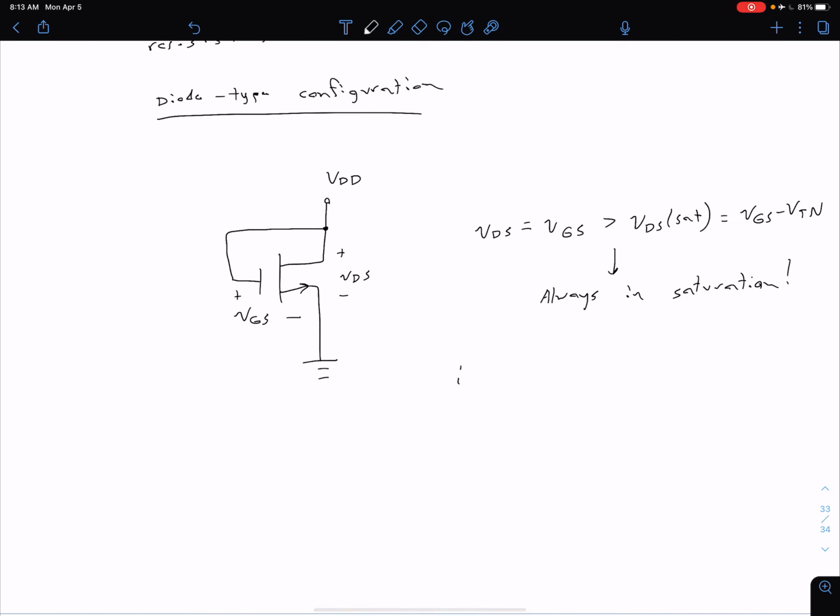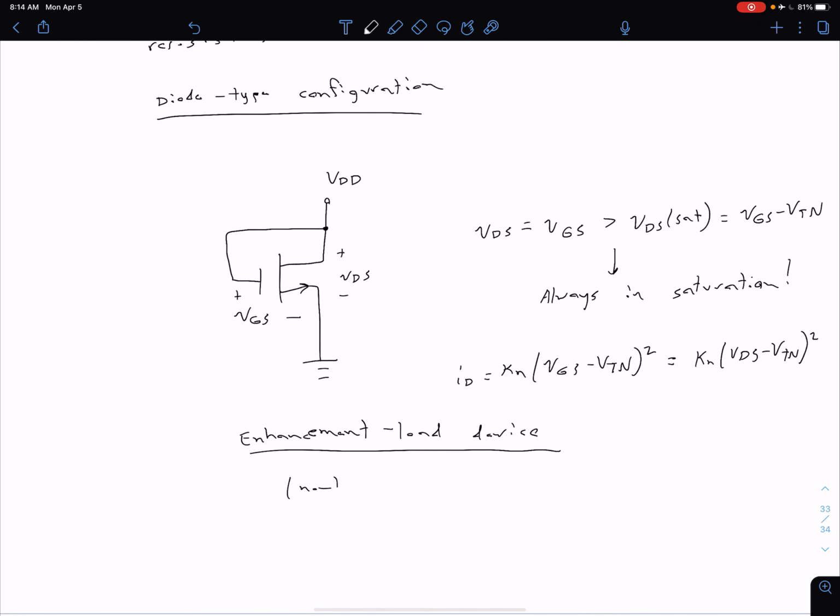So in that case, we can say that our ID is equal to Kn times (VGS minus VTN) squared. And because our VGS is equal to VDS, we can also write this as Kn times (VDS minus VTN) squared. Ultimately what we have then is something that behaves like a nonlinear resistor. So we would call this an enhancement load device. Again, it's behaving like a nonlinear resistor, or essentially like a diode.